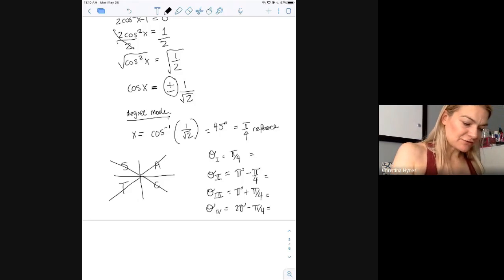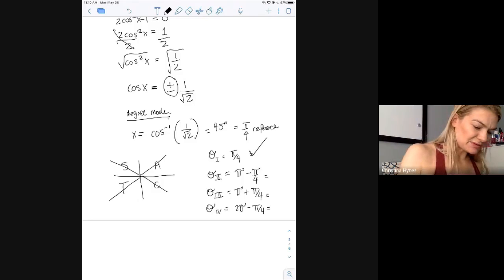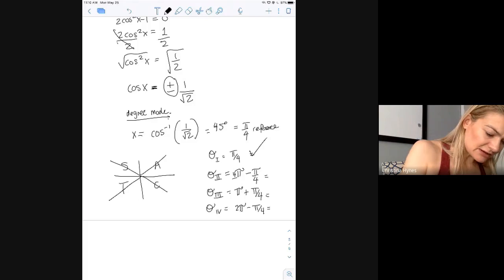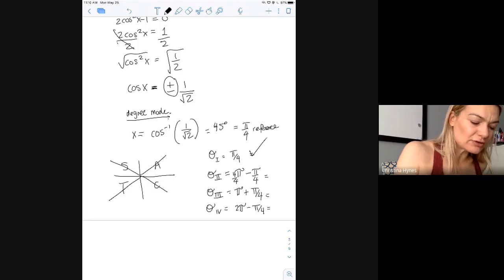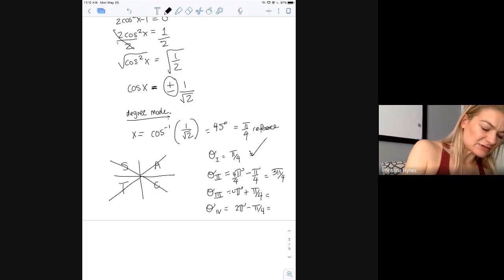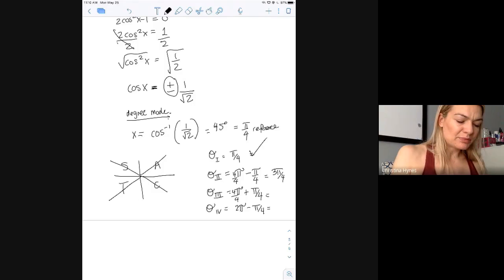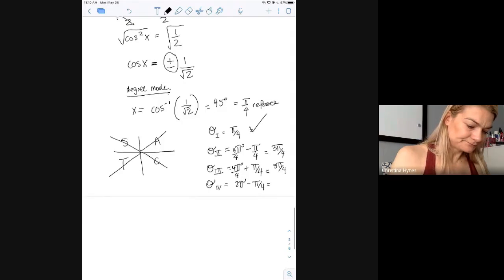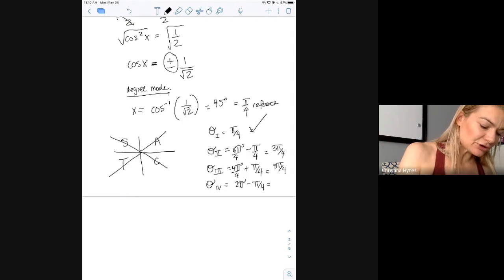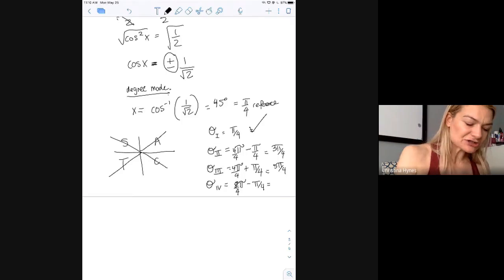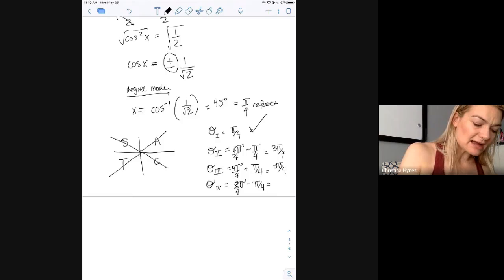Okay, so for the first one, we already know that that's the answer. But then for this one, I'm going to get common denominators and subtract pi over 4 from it. So that gives me 3 pi over 4. And then here, same denominators. 4 pi plus pi is equal to 5 pi over 4. And then finally, your last one, you're going 8 pi over 4. That's how you get common denominators with fractions. And then 8 pi minus pi is 7 pi over 4.